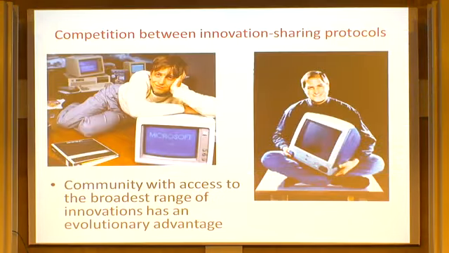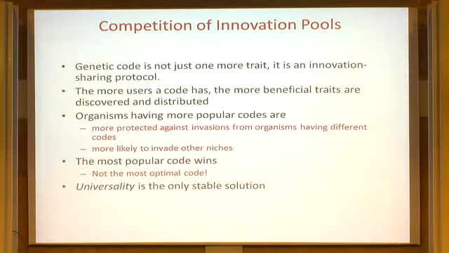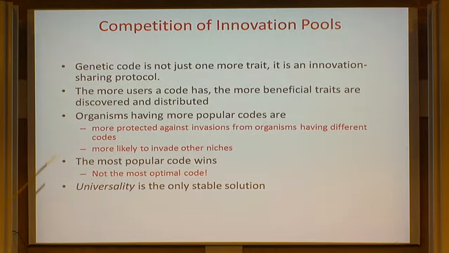So what you've learned from this example is that the community with access to the broadest range of innovations has an evolutionary advantage. Any gene that you want, more beneficial traits are available to you if you are part of a large code base. And so organisms which have the more popular codes are going to be more protected against invasions from organisms with different codes, and are more likely to invade other niches. And so basically the biggest code base is going to win.